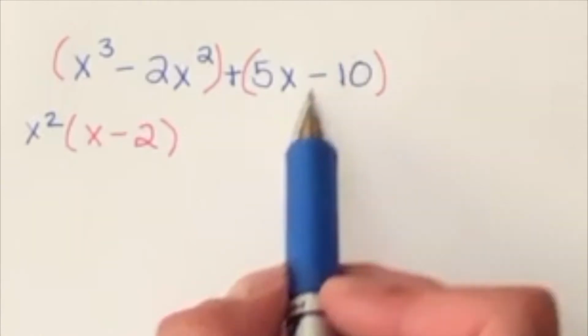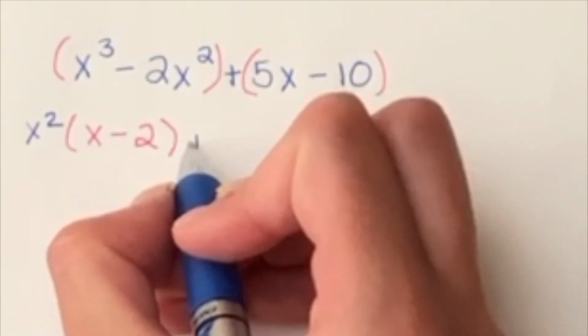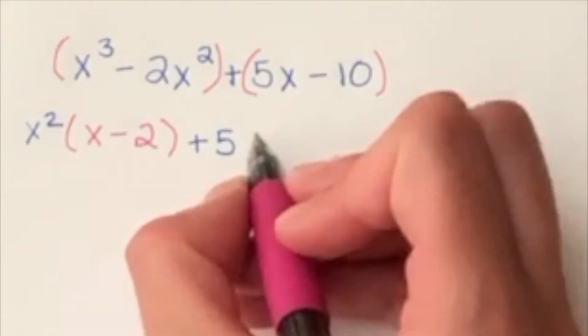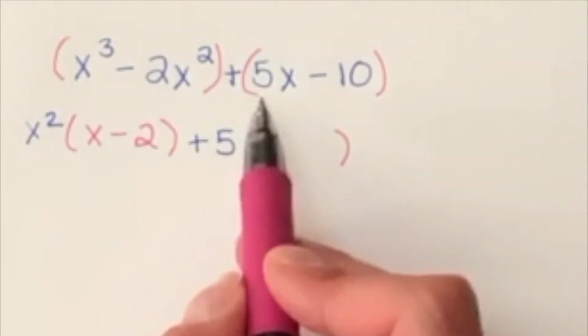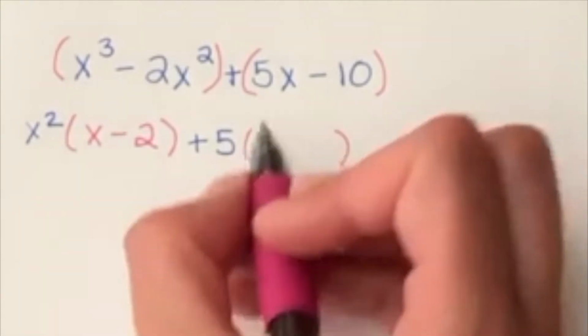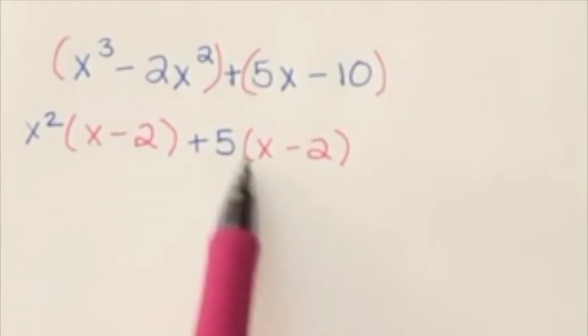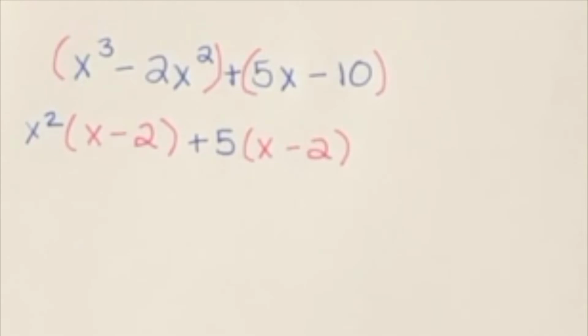So then we move and do the exact same process to this set of parentheses. So when I look at that, what is the greatest common factor that I can pull out of 5x minus 10? A positive 5. Now, when I pull the positive 5 out, what am I left with on the inside? What are my leftovers after I pull a positive 5 out of here? We're left with x minus 2. Again, I can check because 5 times x is 5x. 5 times negative 2 is a negative 10.